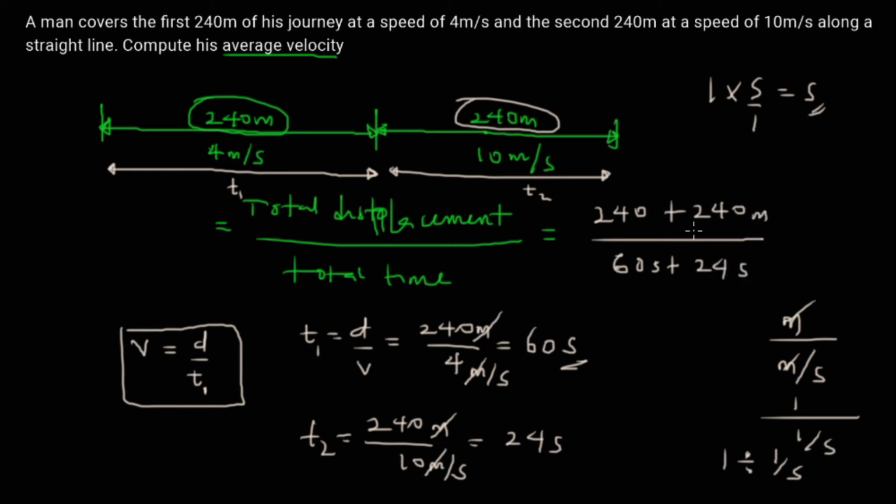This is in meters and this is in meter. So eventually, we'll have something of this nature. 480 meters upon, that's 84 seconds. As a result, 5.7 meter per second. The implication is that for every 1 second, it covered 5.7 meters. So that's the implication.